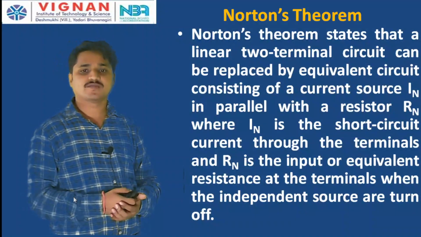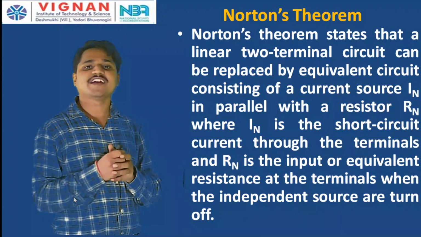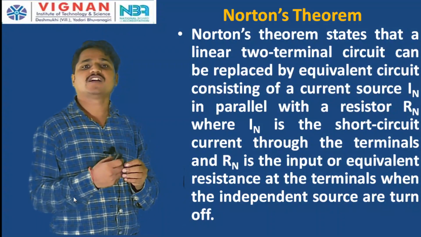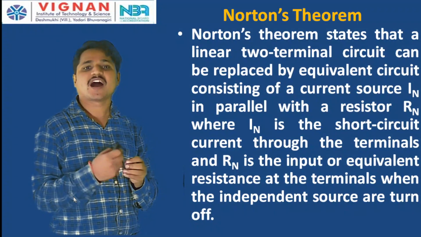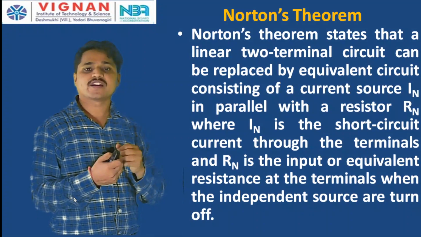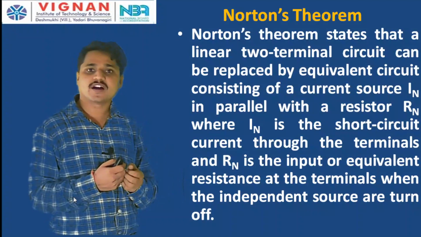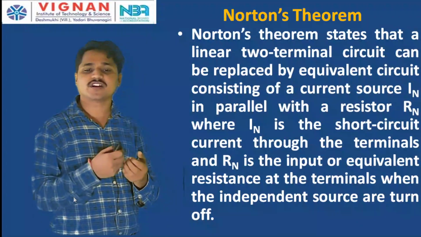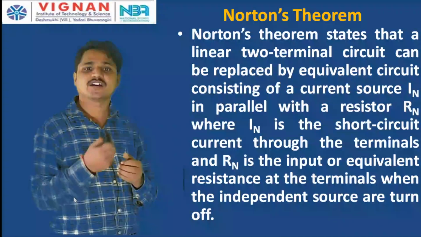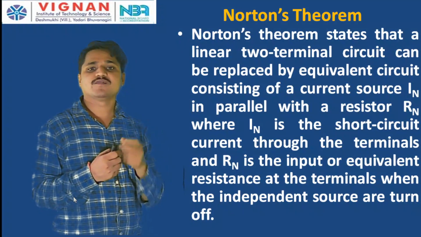So, what is the statement of Norton's theorem? Norton's theorem states that any linear two terminal circuit can be replaced by an equivalent circuit consisting of a current source IN in parallel with the resistor Rn, where IN is the Norton equivalent current, that is called short circuit current, and Rn is the Norton equivalent resistance, or the equivalent resistance at the terminals when the independent sources are turned off.